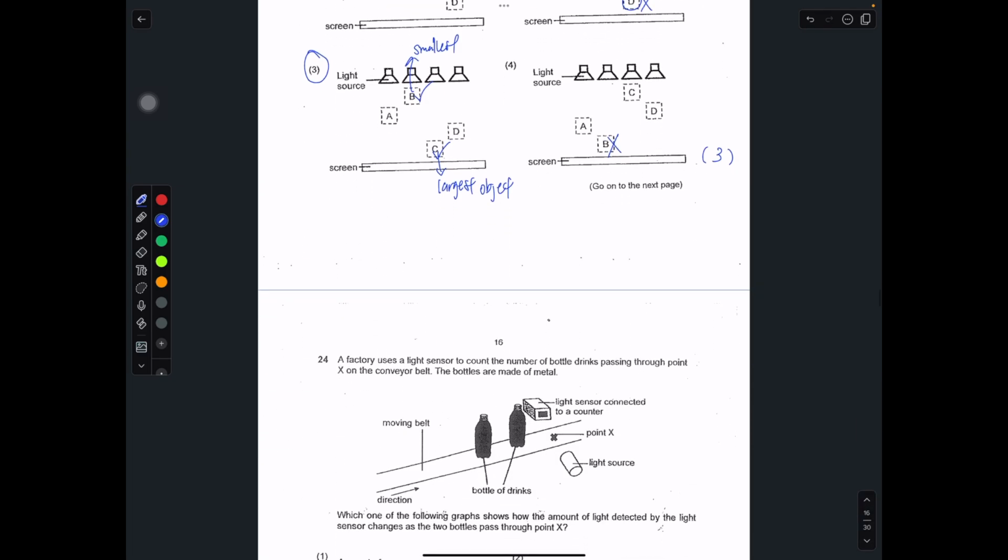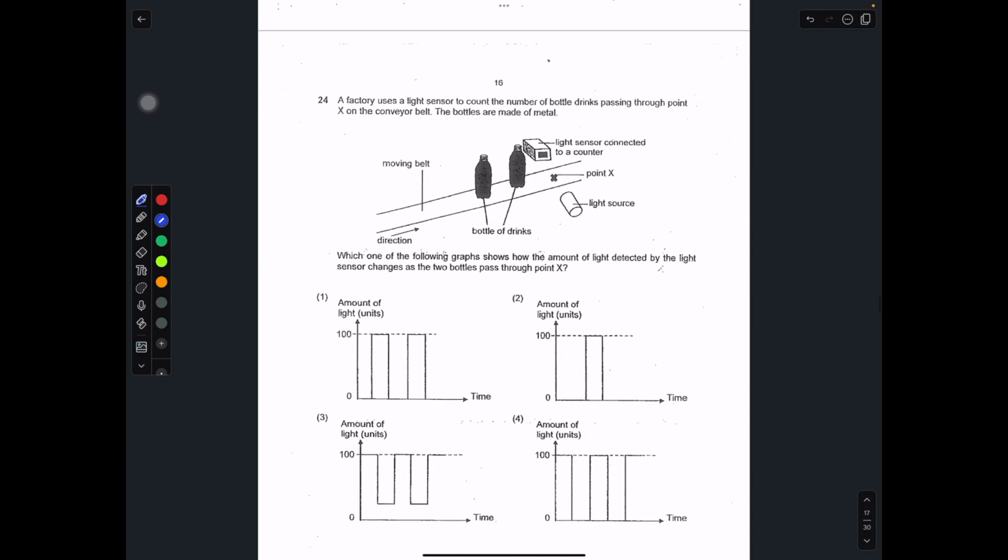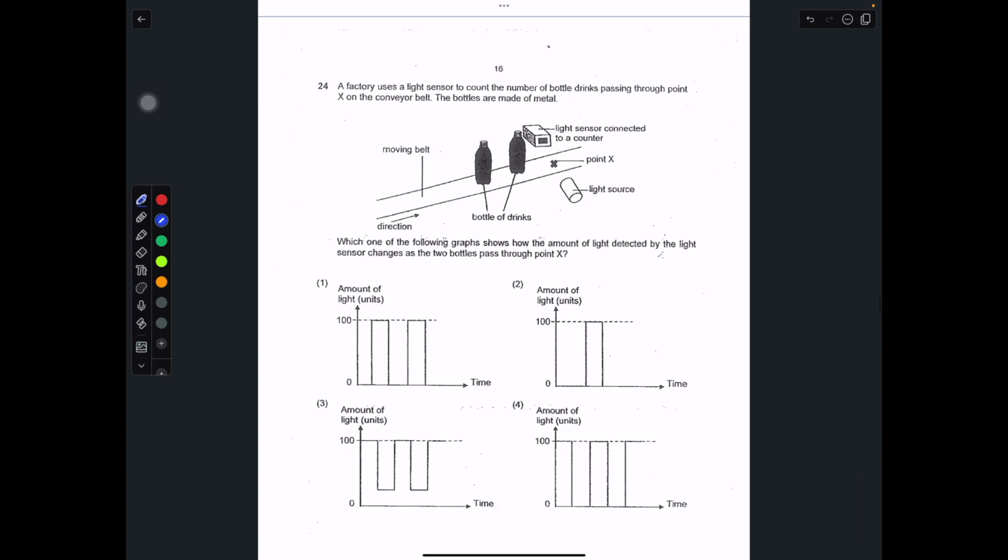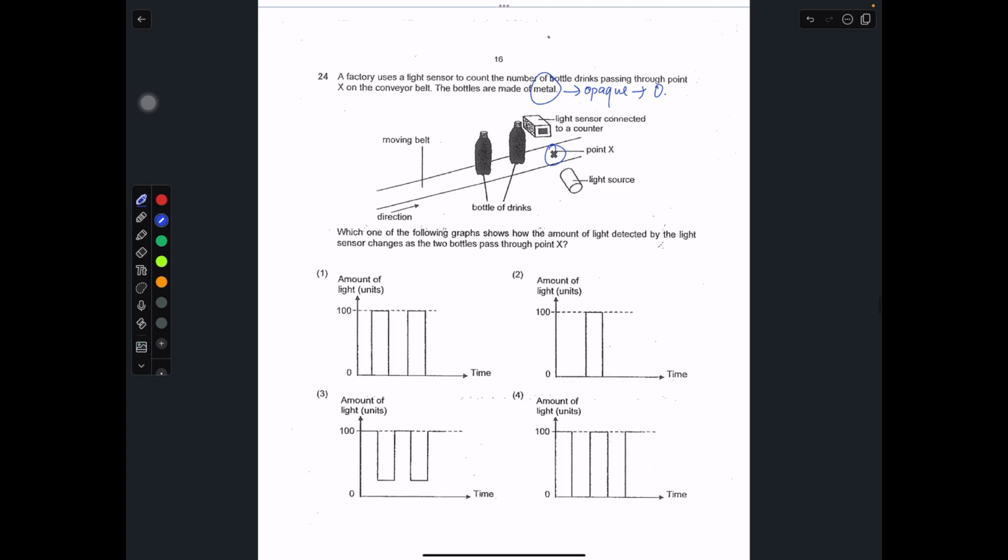Okay, let's move on to this part. A factory used a light sensor to count the number of bottle drinks passing through point X on a conveyor belt, which is this. The bottles are made of metal, so they are opaque. So the amount of light detected should be 0. That means on the graph it should look something like this, directly over here. Which one of the following graphs shows how the amount of light detected by the light sensor changes when two of them pass through point X?